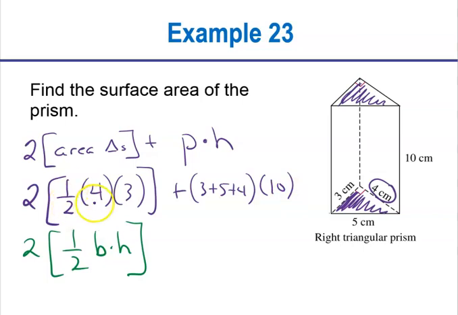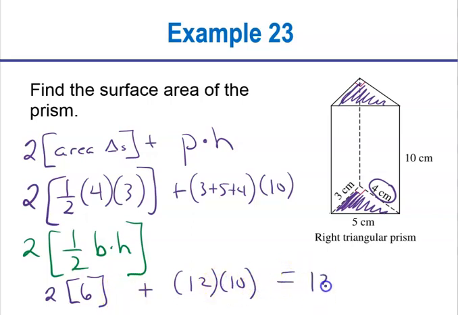So, 1/2 of 4 is 2 times 3 is 6, so I have 2 times 6, so the area of each triangle is 6, and there's 2 of them, plus the perimeter, 3 plus 5 is 8 plus 4 is 12, times the height is 10. So I have 12 plus 120, which is 132.